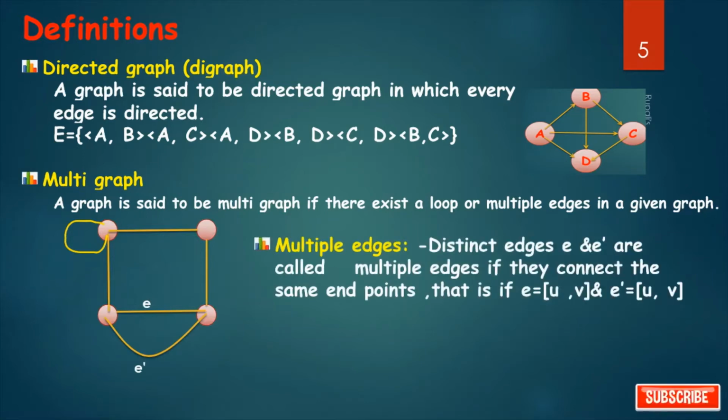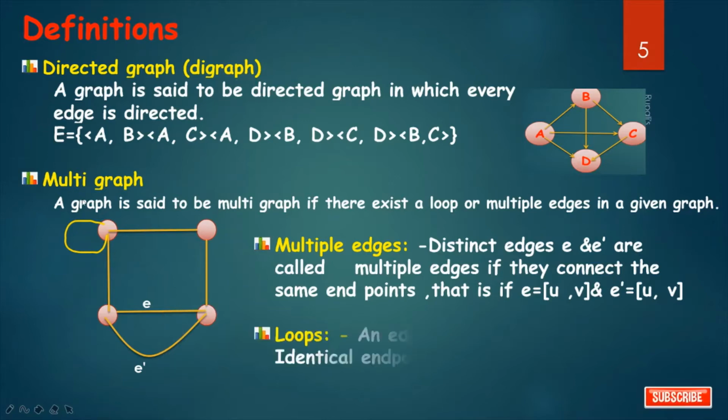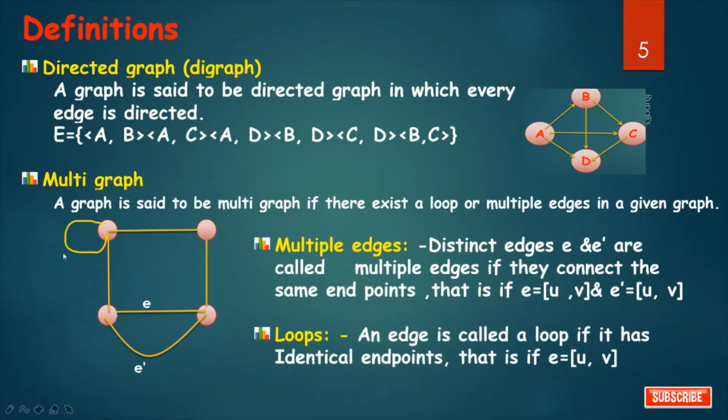Multiple edges. Distinct edges E and E dash are called multiple edges if they connect the same endpoints. See, the starting endpoints are same for these two edges and the ending endpoints are same for these two edges. So these two edges are the multiple edges. And what is a loop? An edge is called a loop if it has identical endpoints, that is, the starting endpoint and ending endpoint is same. Then that is a loop.